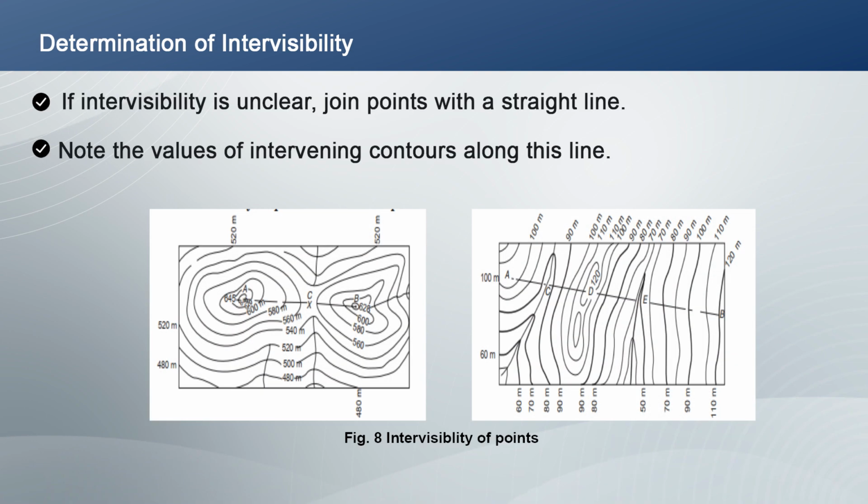When it is not quite evident from the inspection of the map whether two points are intervisible or not, intervisibility may be ascertained by joining the given points by a straight line and noting down the values of the intervening contours on this line. For this, you can see figure number 8.